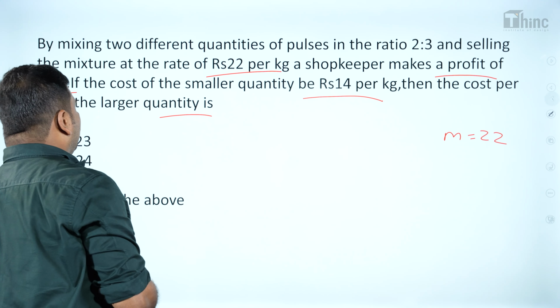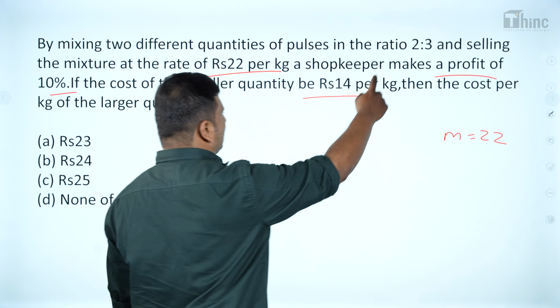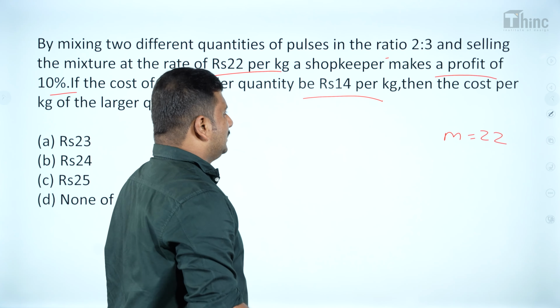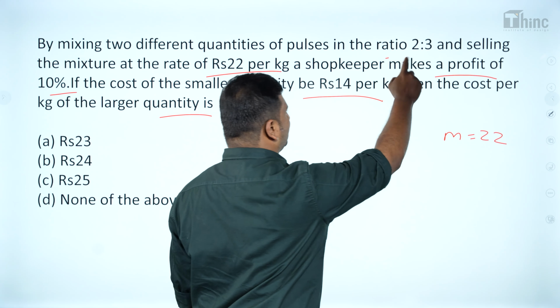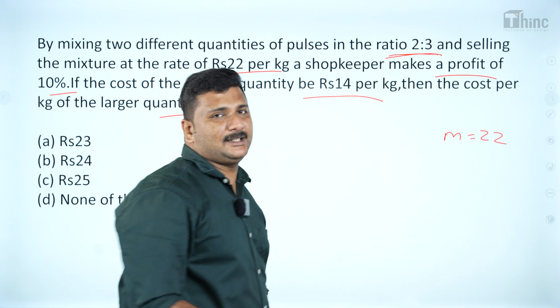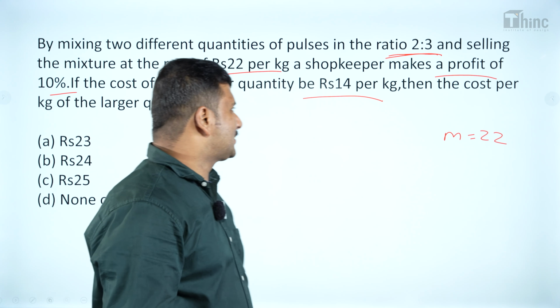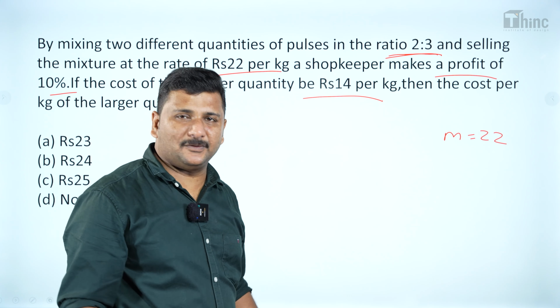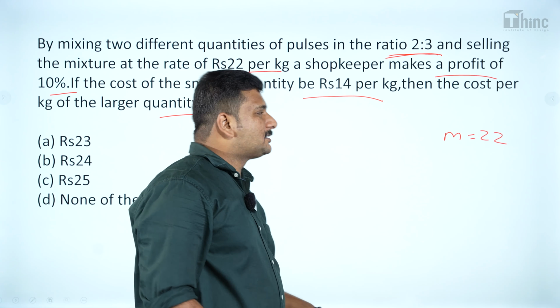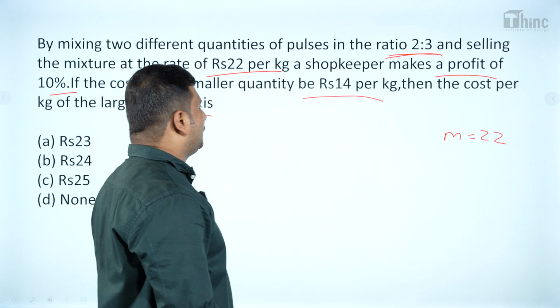The question says that he is mixing two quantities of pulses in a 2:3 ratio. So the quantities are mixed in the ratio of 2:3, and that's the only thing which is given. So we are not sure whether it is QC by QG or QG by QC.